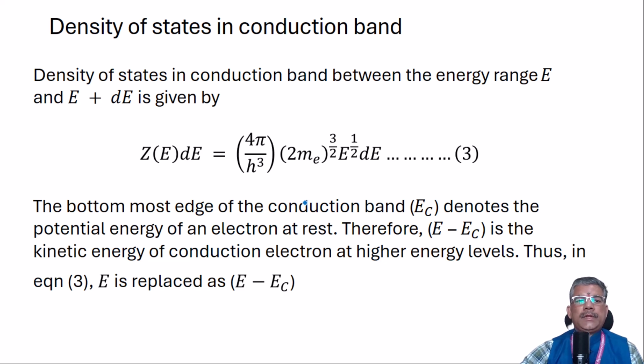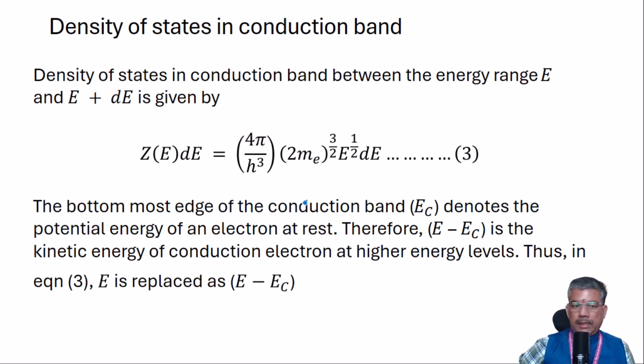And we know the density of states in the conduction band between the energy range E and E plus dE. This was already calculated in the topic on electrical properties of materials. So Z(E) dE equals 4π by h cube into (2m) whole power 3 by 2 into E power 1 by 2 dE.